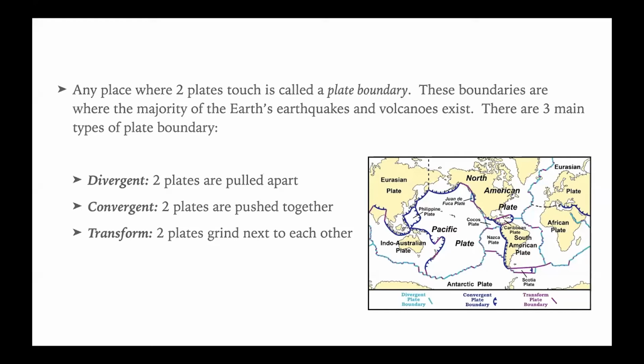All right. So now that's kind of a preview of everything we're going to be learning about. Now let's get specific. Anywhere on the planet where at least two plates are touching is called a plate boundary.